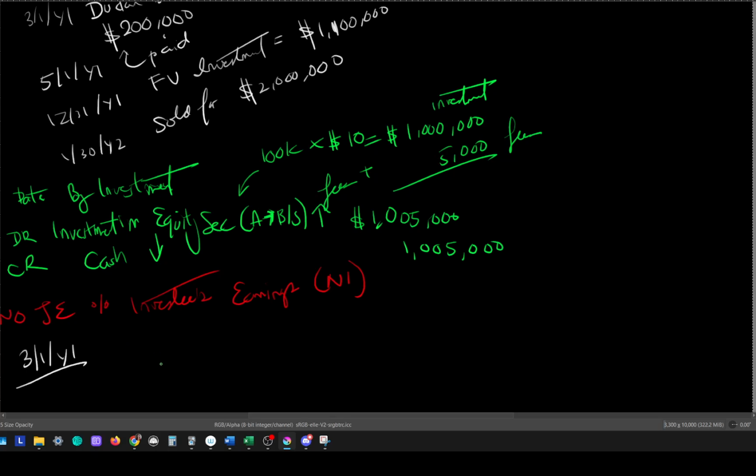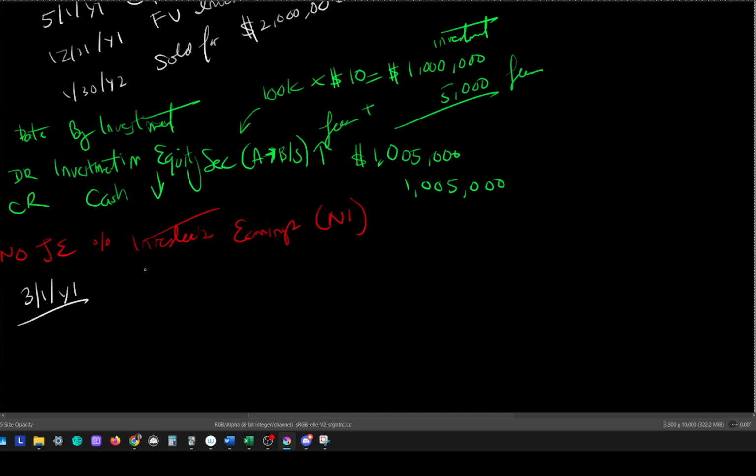I find that the journal entries for the fair value through net income method to be very straightforward. So if you declare dividends, what is it? Debit, dividends receivable. We haven't received them yet. That's not until May. So in March of year one, we have dividends receivable. It increases.